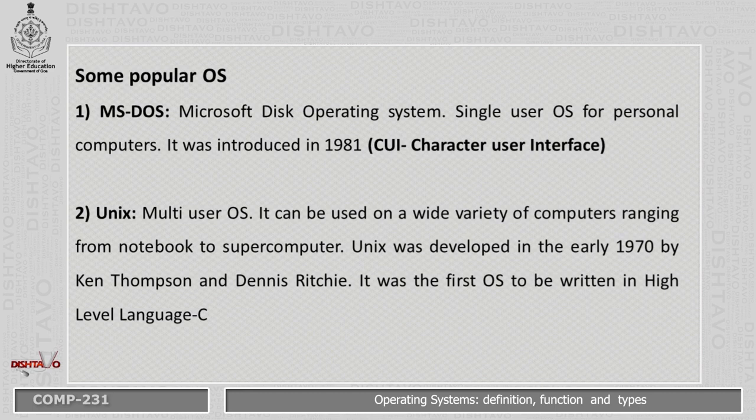This is an operating system which is multi-user. It can be used on a wide variety of computers, ranging from notebooks to supercomputers. This operating system was developed in the early 1970s by Ken Thompson and Dennis Ritchie. It was the first OS to be written in a high-level language, that is C language.